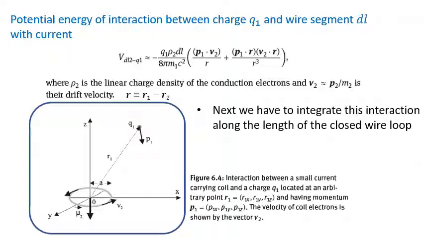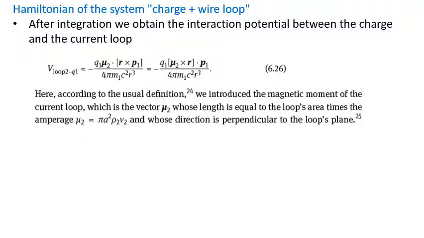In the next step, we assume that the wire is arranged in a circular loop with radius a. Then we have to integrate the above interaction along the length of the loop. This can be done without difficulty. This is the resulting expression where vector mu2 is the magnetic moment of the current loop obtained by the standard formula.